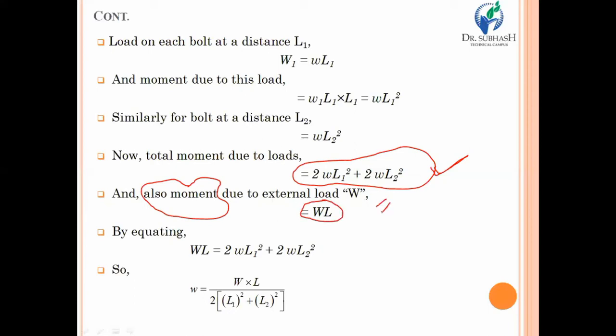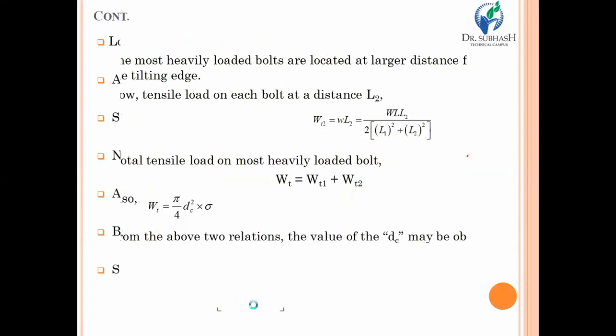and both of the moments should be equal. That means this is the kind of procedure where first you calculate the small moment, and by summing up, it will always equal the moment produced by the external loading. So by equating both relations, you will have the value of small w, and that is equal to capital W into L upon 2 bracket L1 square plus L2 square.